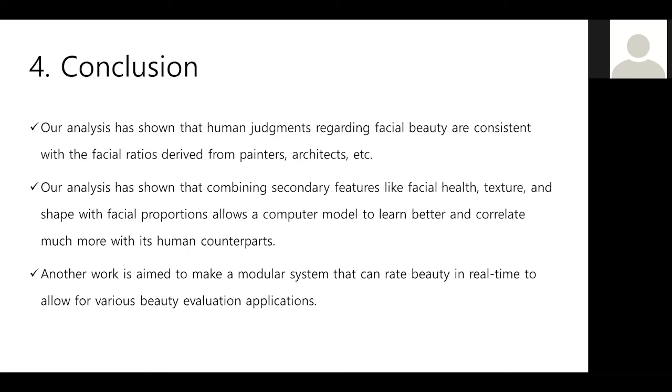Our analysis has shown that human judgments regarding facial beauty are consistent with the facial ratios derived from painters, architects, etc. But there does exist the element of variation, which exists as secondary features like sexual features, facial health, etc. Our analysis has shown that combining secondary features like facial health, texture, and shape with facial proportions allows a computer model to learn better and correlate much more with its human counterparts.